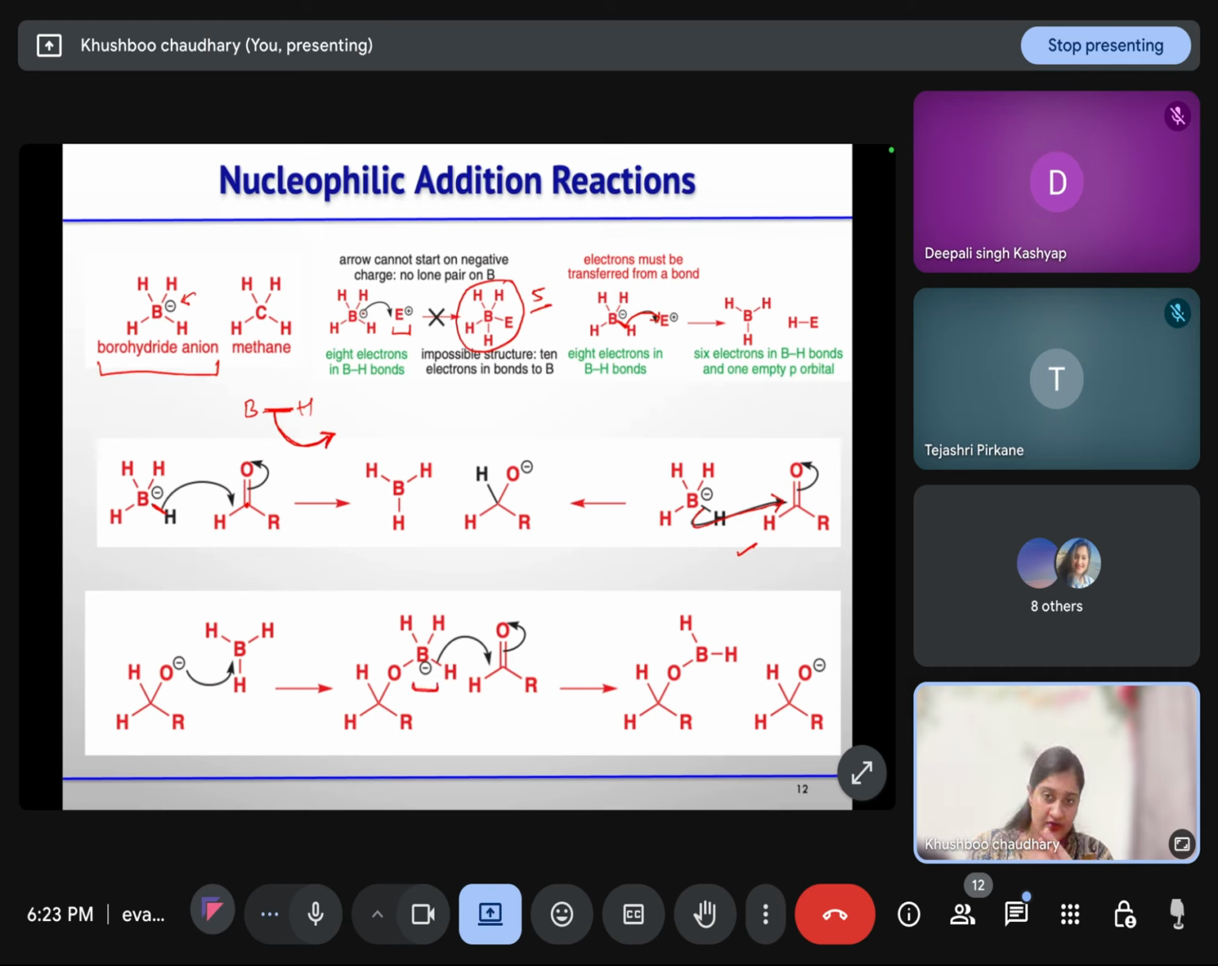This species is reactive until all four hydrogens attached to the boron have shifted to, or reacted with, the carbonyl carbon. When all four hydrogens are replaced by oxygen-boron bonds, it will undergo further protonation. Clear? The same mechanism you can see in hydroboration oxidation also.